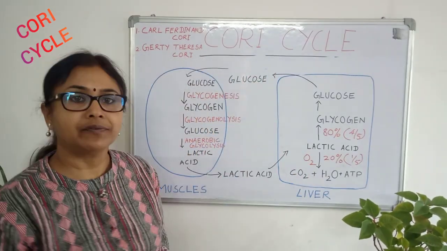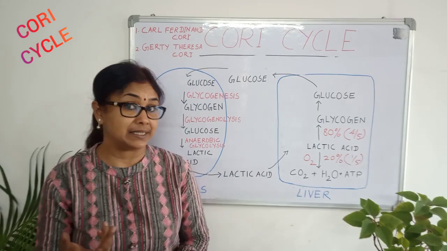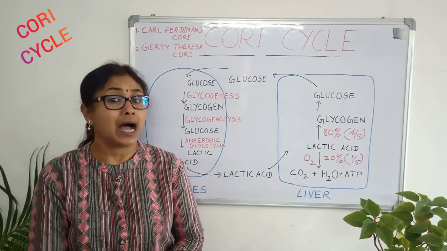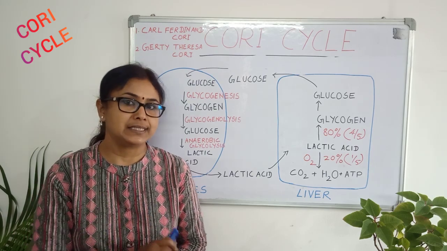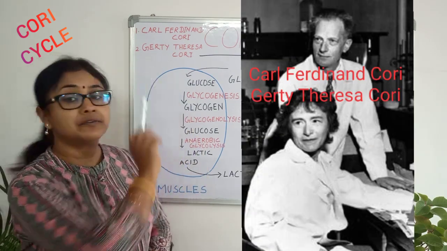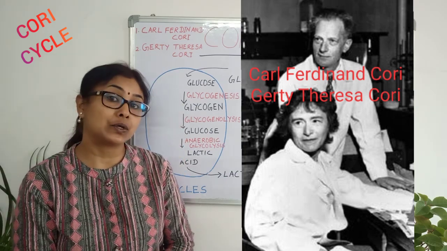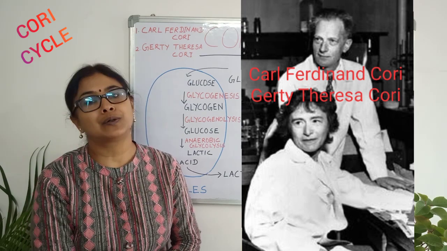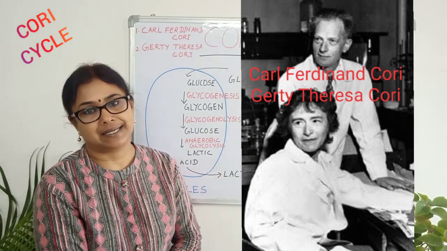Now, have we ever wondered what happens to the lactic acid or lactate which is produced in our muscle cells? What is their fate? How are they removed from the muscles? So, two scientists by the name of Carl Ferdinand Cori and his wife Gerty Theresa Cori, in the year 1929, worked out the metabolic cycle of this lactic acid.